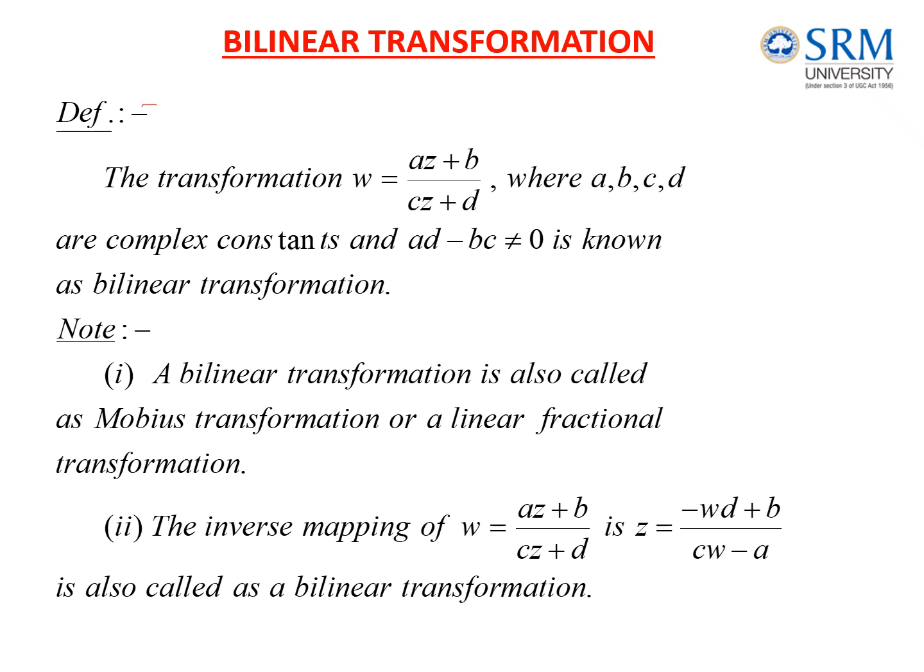W equal to (AZ plus B) by (CZ plus D), where A, B, C, D are complex constants and AD minus BC not equal to 0, is known as bilinear transformation. A transformation of this form is called a bilinear transformation, and it is also called a Mobius transformation or linear fractional transformation. The inverse of a bilinear transformation is also a bilinear transformation.